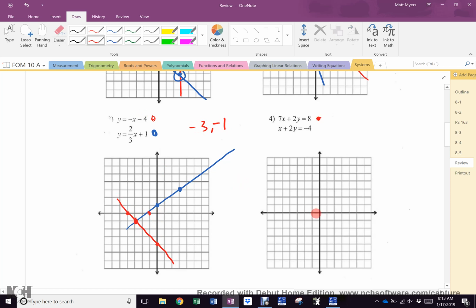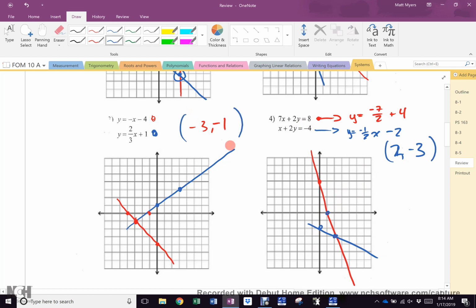And then we come over to here. This is y equals -7/2 plus 4. And this is y equals -1/2 x minus 2. And that is 1. Did I do that one right? No, because I gave that a positive slope because I'm an idiot. Up, down 2, down 1 over 2. It's right there, which is 2, -3. All first page out of 4.